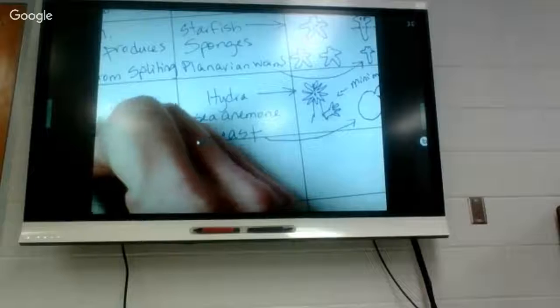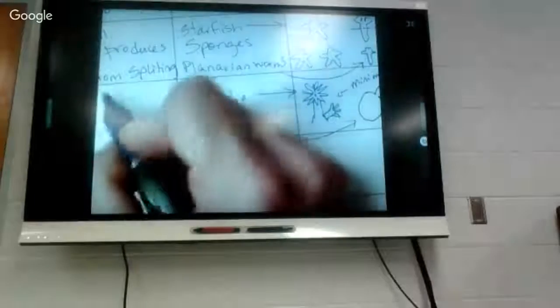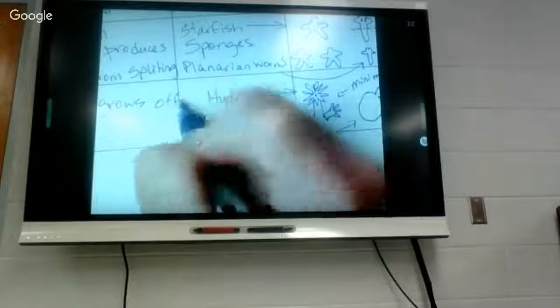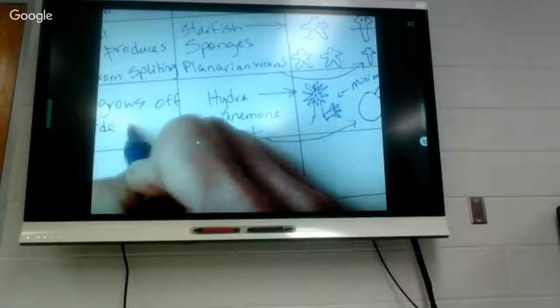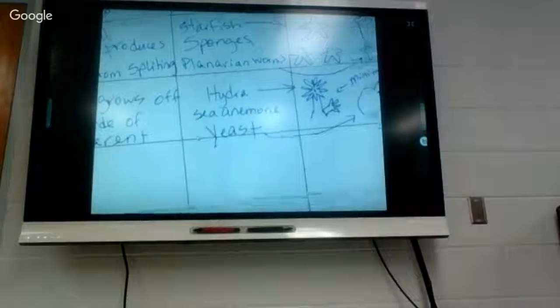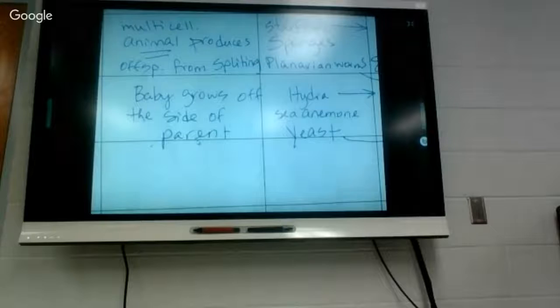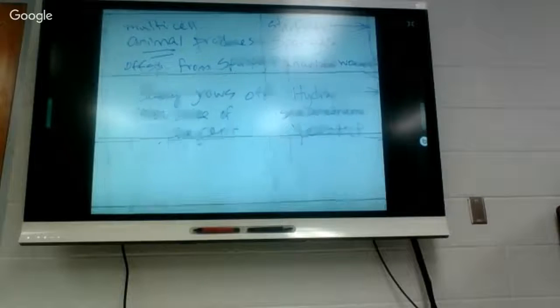So baby yeast or baby hydra grows off the side of the parent. Now, all these offspring, how do they compare to their parents' DNA? Since they're all products of asexual reproduction, they're all identical. Exactly. It doesn't matter what story somebody makes up about two things combining together. No. It only started with one, and that means it has to be asexual. Right, so it's a clone. All right, next one.